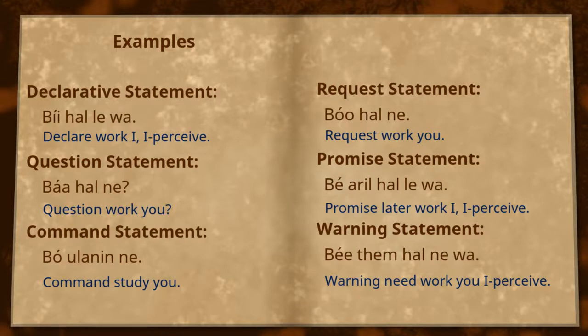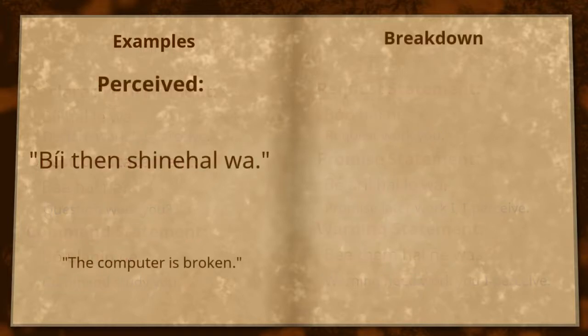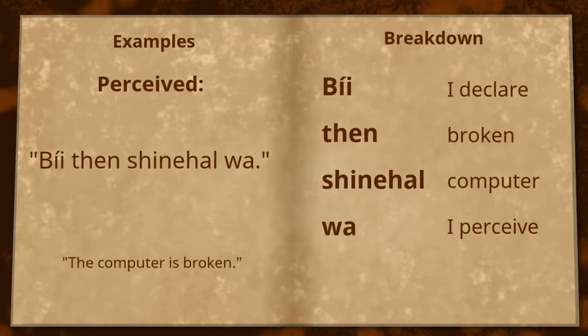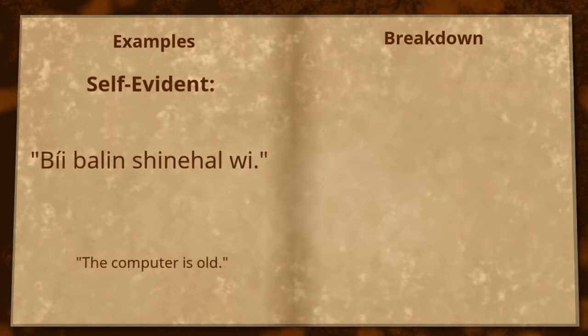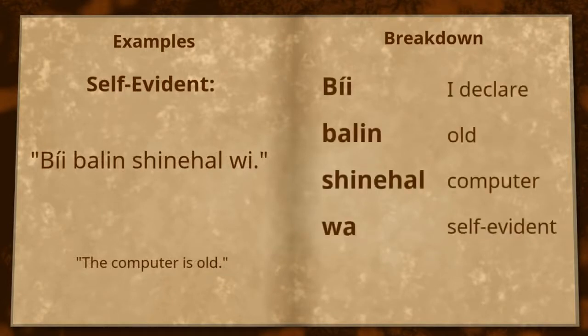Now let's look at the evidence morphemes. Be then shenehalwa. So for example, perhaps you've seen with your eyes that the computer is broken, so you have perceived it yourself. Be balin shenehalwe. For this, anyone could look at the computer and see that it is old, so it is self-evident.